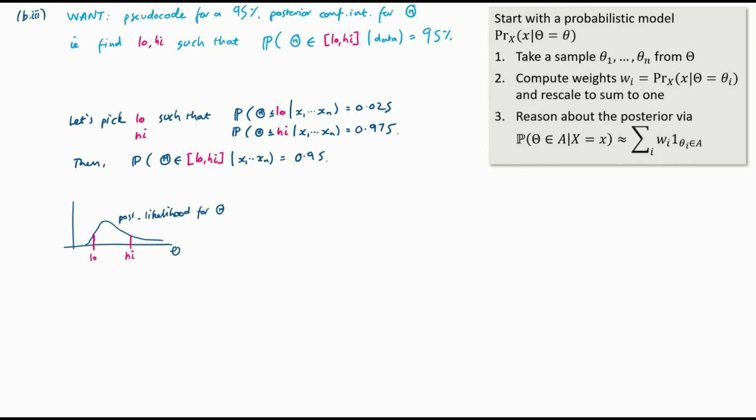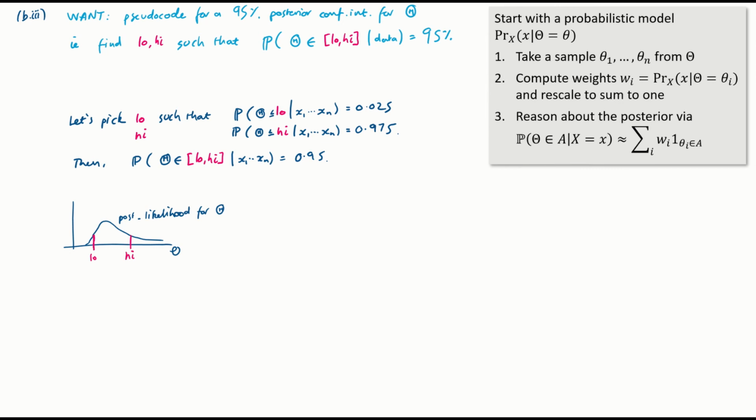This is a bit more detail about what we might like to do. We're going to, for example, take the standard symmetrical confidence interval. I want to pick a value low such that the probability that theta less than low is 2.5%, and the probability that theta less than high is 97.5%. There's a sketch of the posterior likelihood for theta.